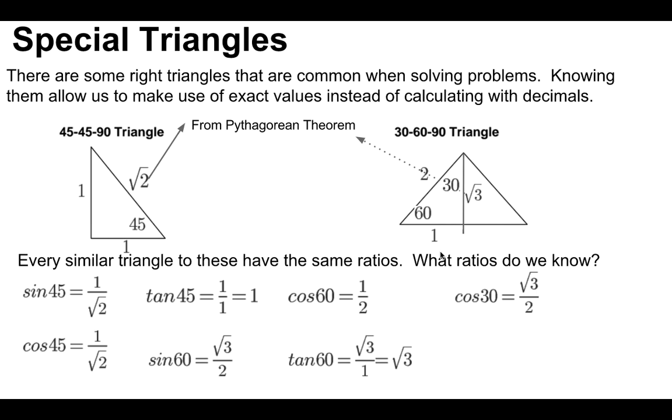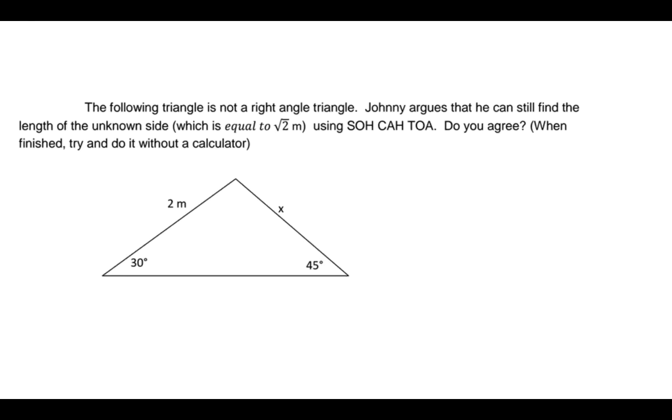Cos 30 is root 3 over 2. Sine 30 is 1 over 2. And tan 30 is 1 over root 3. So these angles actually come up often. And so we can see a question like this. Now the question is, could you solve this triangle, solve for the angle, or the side length, which we know is root 2, with SOH?